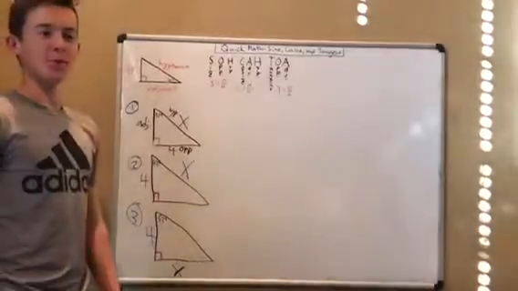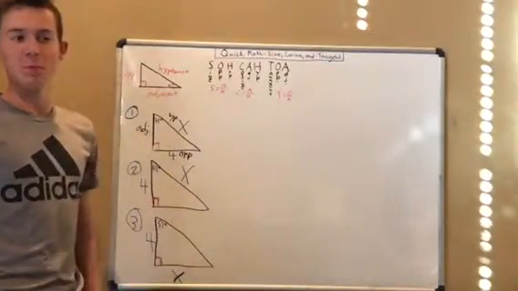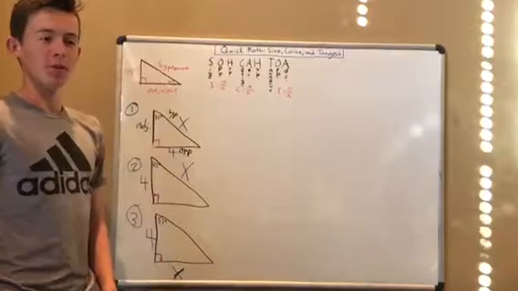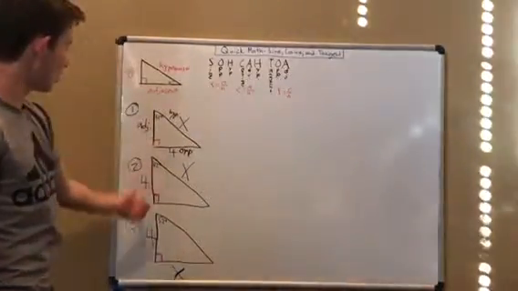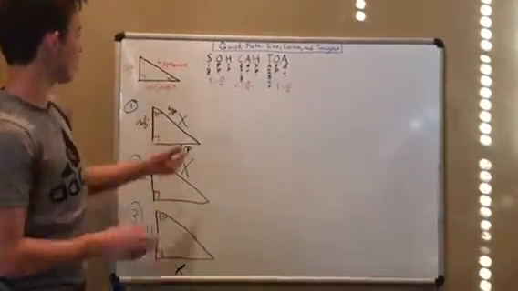SOHCAHTOA is a simple way to use sine, cosine, and tangent to find the missing side or angle of a right triangle. Today we will be focused on finding missing sides. So SOHCAHTOA is an easy acronym.